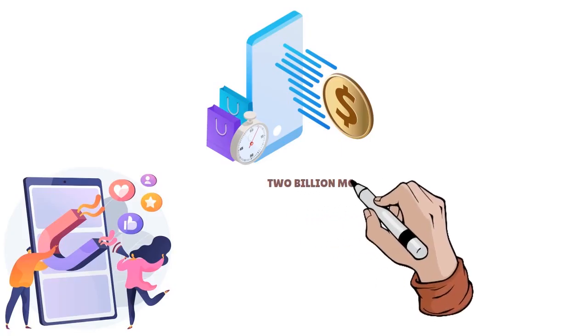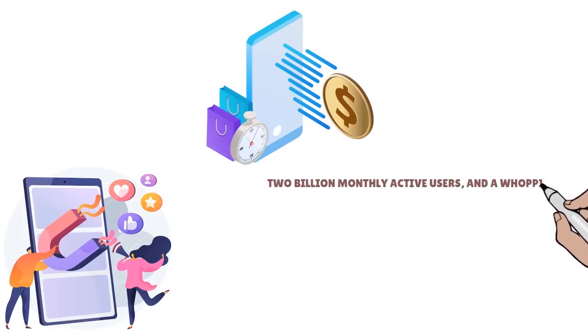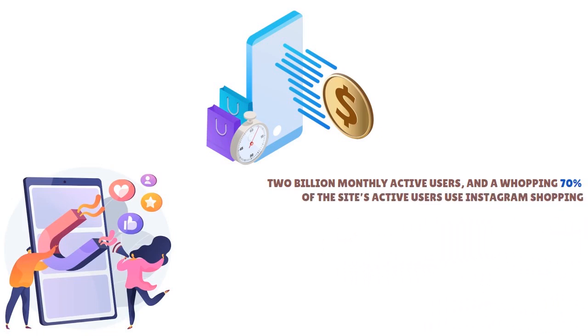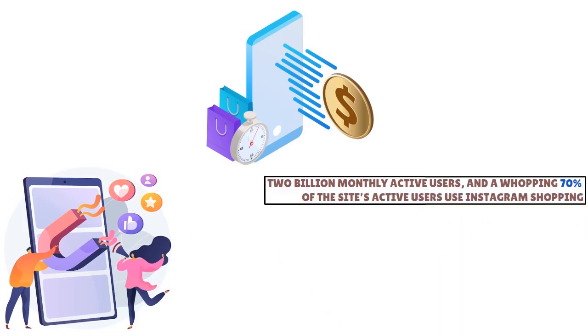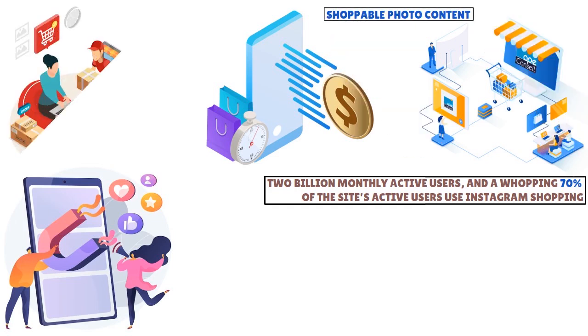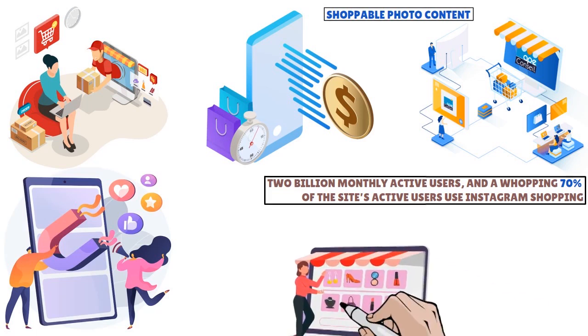Instagram has 2 billion monthly active users, and a whopping 70% of the site's active users use Instagram shopping. So you can use Instagram shopping to post and create both shoppable video content and shoppable photo content. That's kind of cool. And retailers can actually tag up to 5 products in shoppable Instagram videos, and that's cool because you want to have that flexibility.